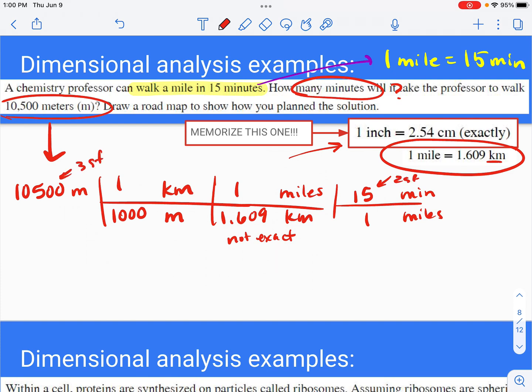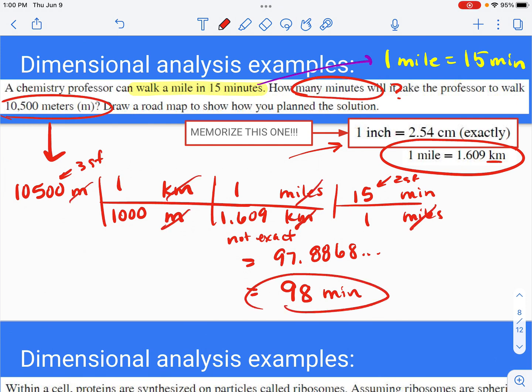sig figs from here. And so when I do the math, 10,500 divided by 1,000 divided by 1.609 times 15, I get 97.8868 more numbers, with 2 significant figures is 98 minutes. And you can check that meters cancel, kilometers cancel, miles cancel, and leave us with minutes.